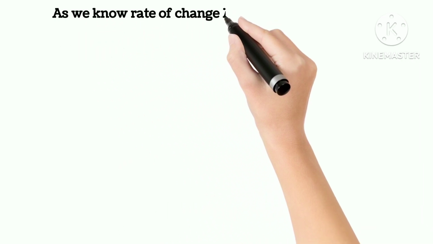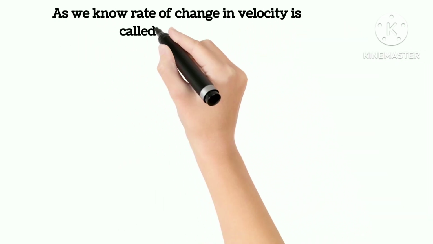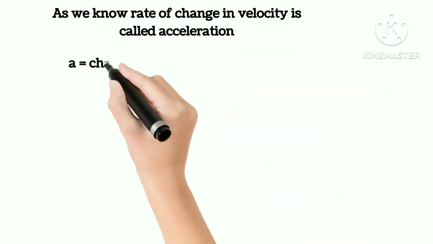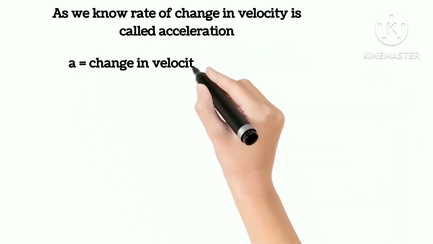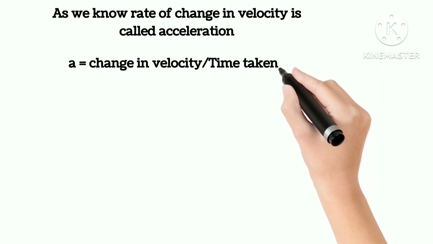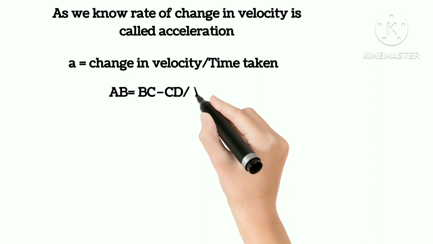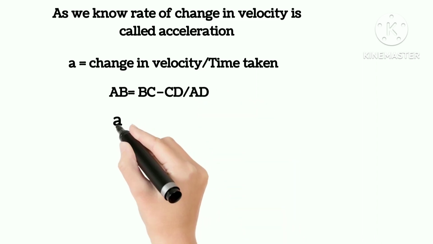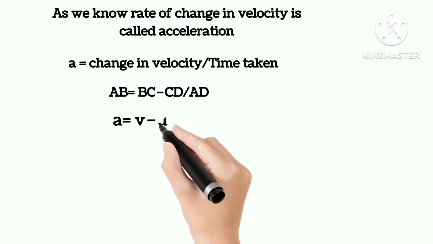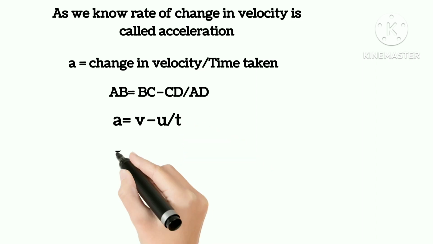As we know that the rate of change in velocity is called acceleration. So a is equal to change in velocity, we can write, change in velocity by time taken. So AB is equal to BC minus CD, as shown in the figure, by AD. So a is equal to v minus u by t.